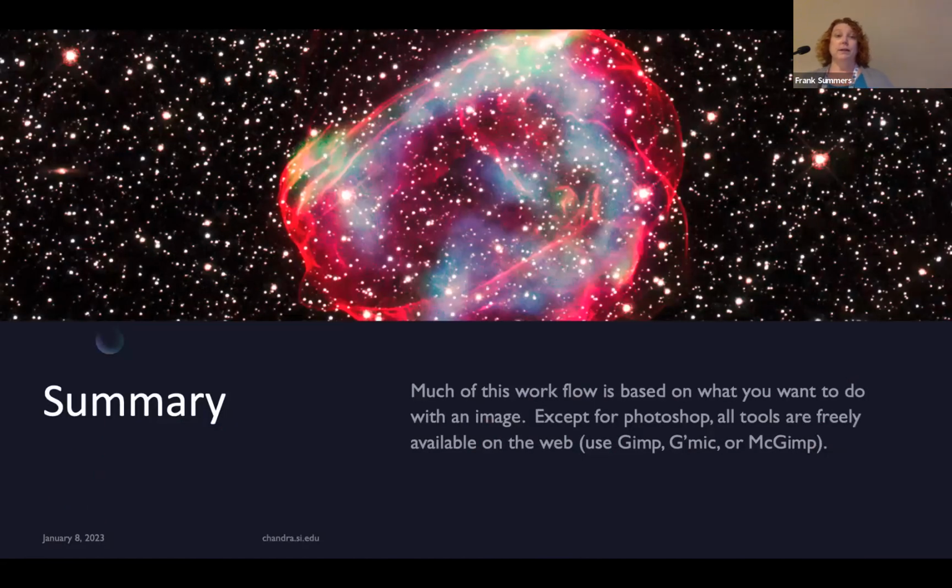I just want to point out that much of this workflow is based on what you want to do with the image. In this case, I needed to highlight those two corners. And I had to work with the color palette that I thought would work best with the H-alpha data. Except for Photoshop, all the software is freely available on the web. Instead of Photoshop, you can use GIMP, or for Macintoshes, there's something called MacGIMP, which is basically a little GIMP guy with Scottish stuff on him and plaids. But that actually incorporates some of the GIMP tools into MacGIMP.